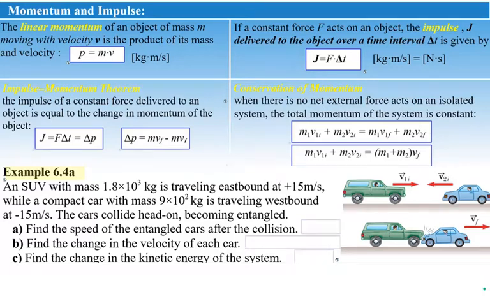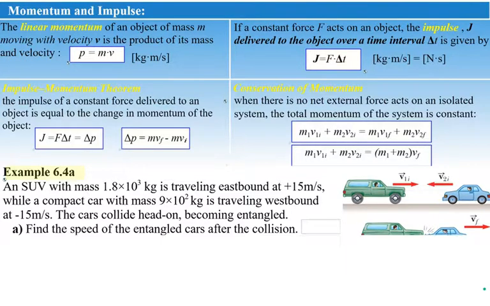This is our first lesson on momentum and impulse. To start with, I'm going to tell you that when Newton described his second law, he didn't write it as F equals ma. He wrote it this way.